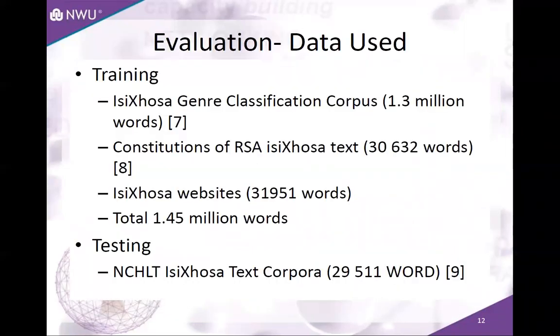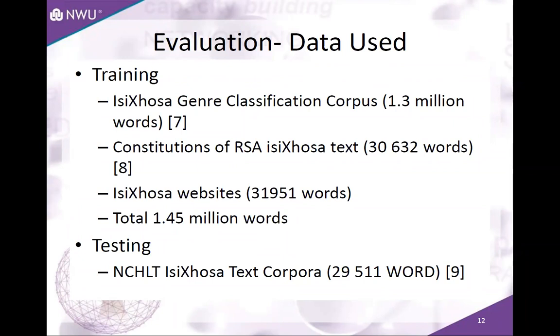In terms of evaluation, we have to use two different sets of data to get rigor: training data and testing data, and it's preferred that they're separate. Because it's unsupervised, the data is unannotated, so we can pull just raw text.